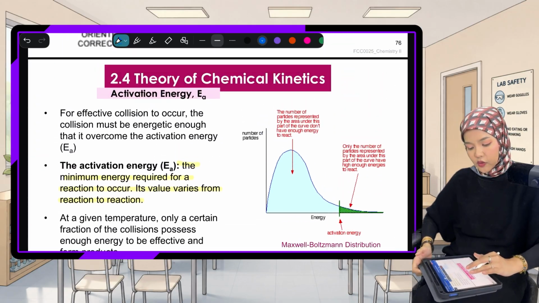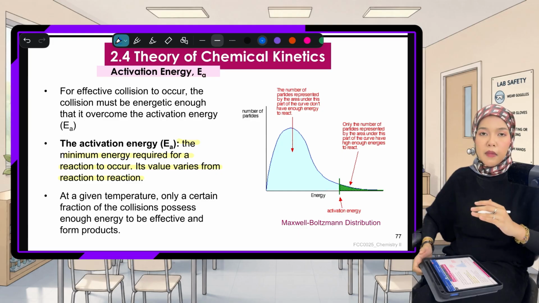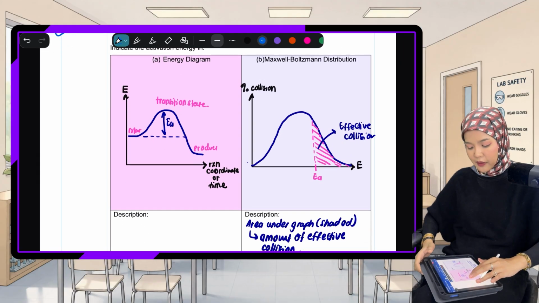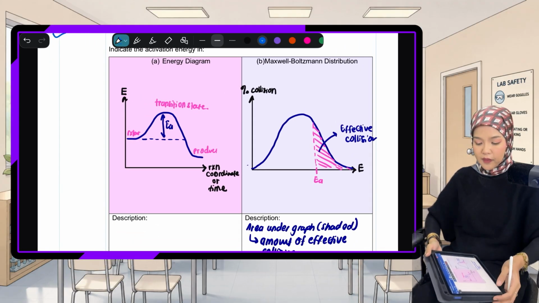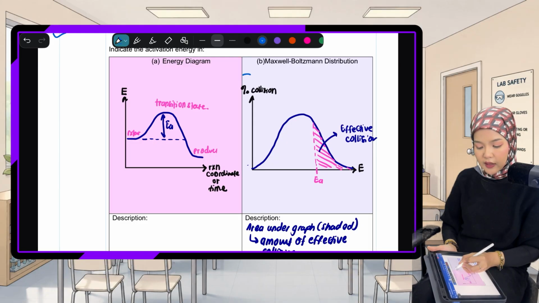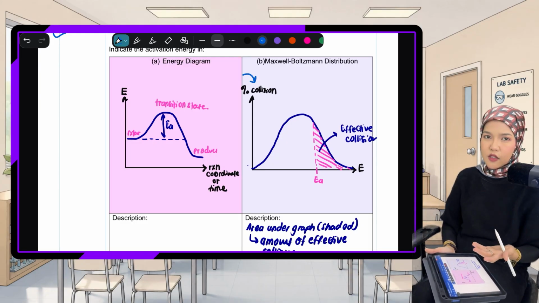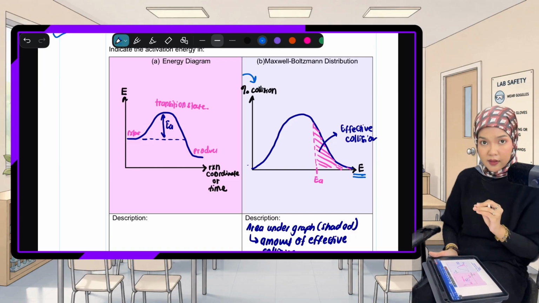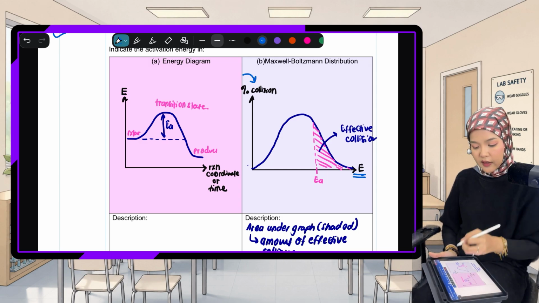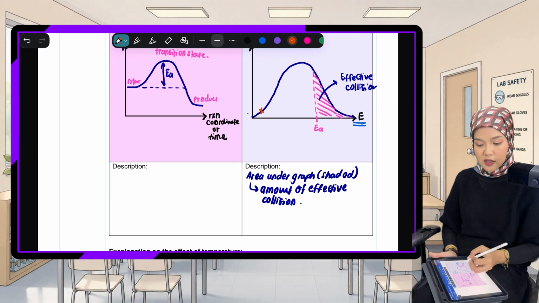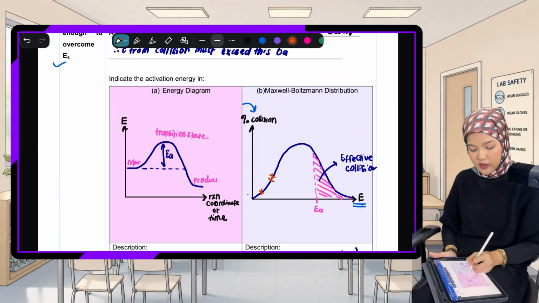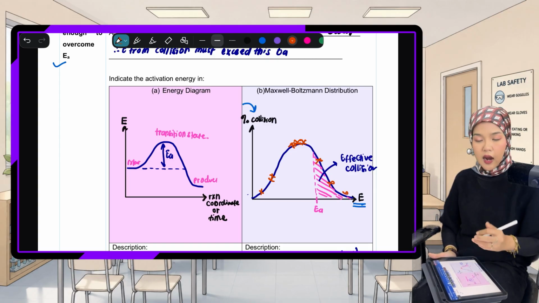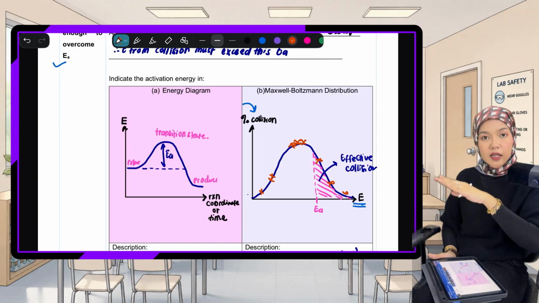Sometimes we can also show this through the Maxwell-Boltzmann distribution curve. This is basically the statistics part, but I think you can understand this well. For example, this is the number of collisions, or percentage, or fraction of collisions, whatever. This is the energy of the collision. Some collisions will produce this energy, some will produce this energy, and some will produce an even higher energy. So they will form this distribution.